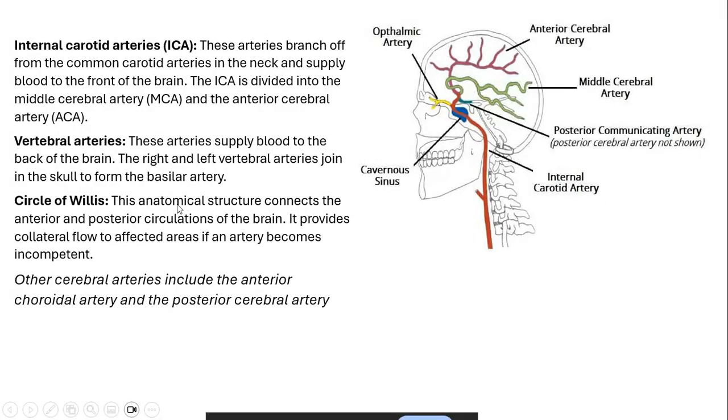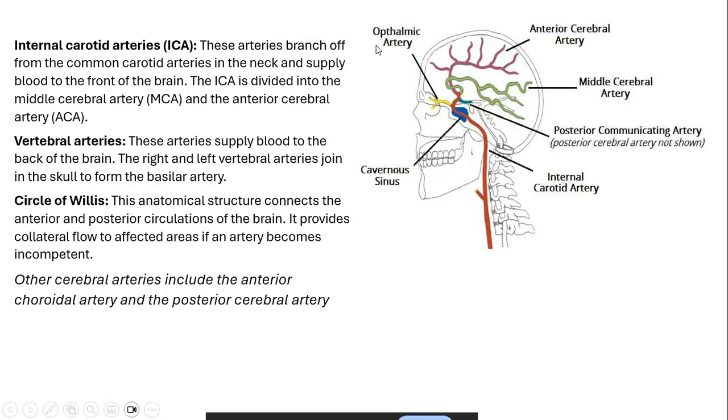So this circle of Willis is more like a contingency, right? If any of the arteries is not functioning, then this provides a collateral flow, right? Other cerebral arteries include anterior choroidal artery and posterior cerebral artery, right?